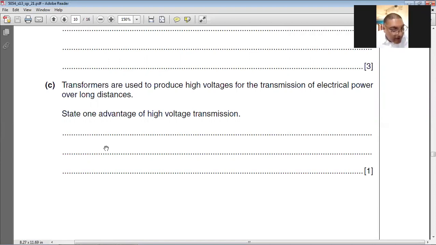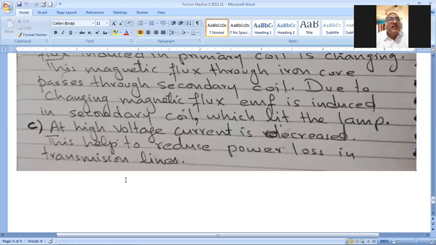And you know, the heat which is produced in the transmission line is given by I squared R T, or the power which is dissipated in the transmission line, its formula is I squared R. So by reducing the current, what happens? That power loss is reduced, or by reducing the current, we are able to reduce the energy loss. So by increasing the voltage, we actually reduce the current, and this reduces the power loss in the transmission lines. I've written this answer also. Let me read that. At high voltage, current is decreased. This helps to reduce power loss in the transmission lines.